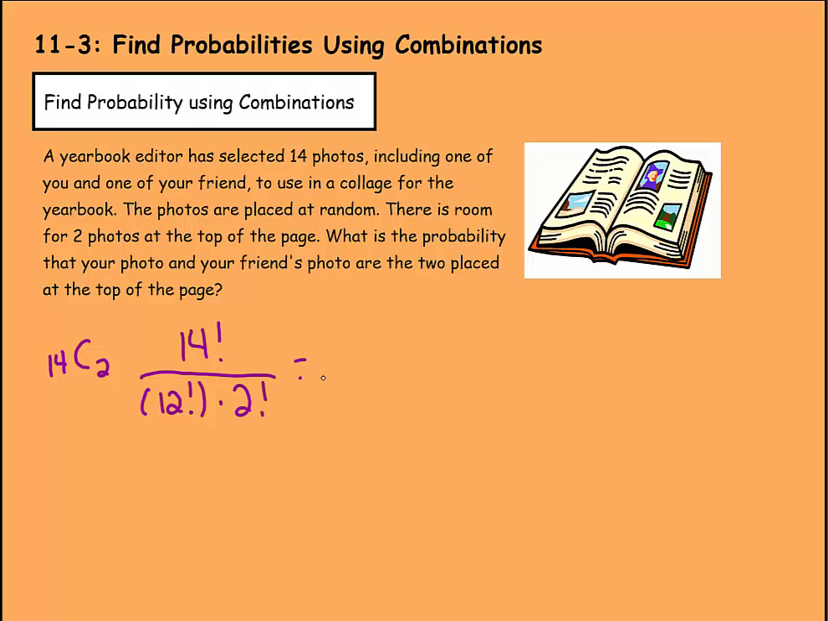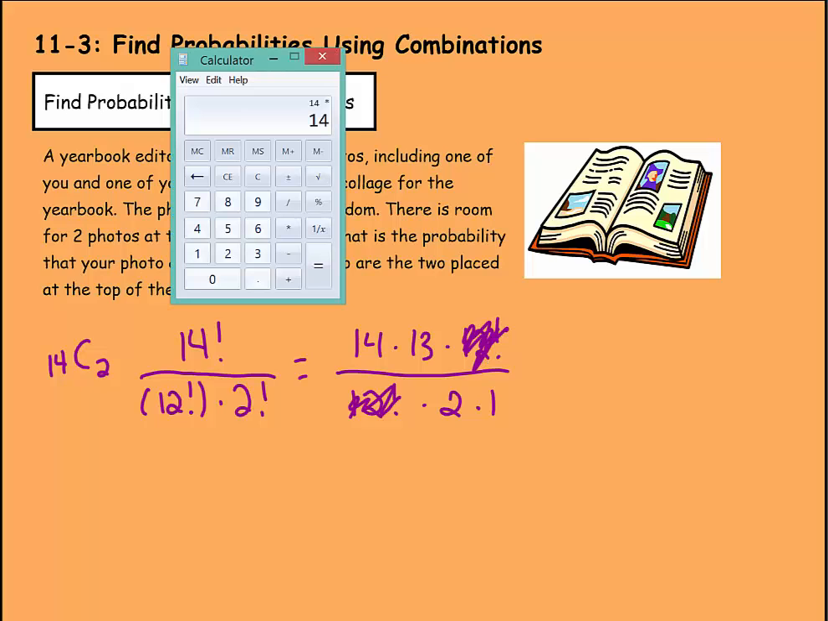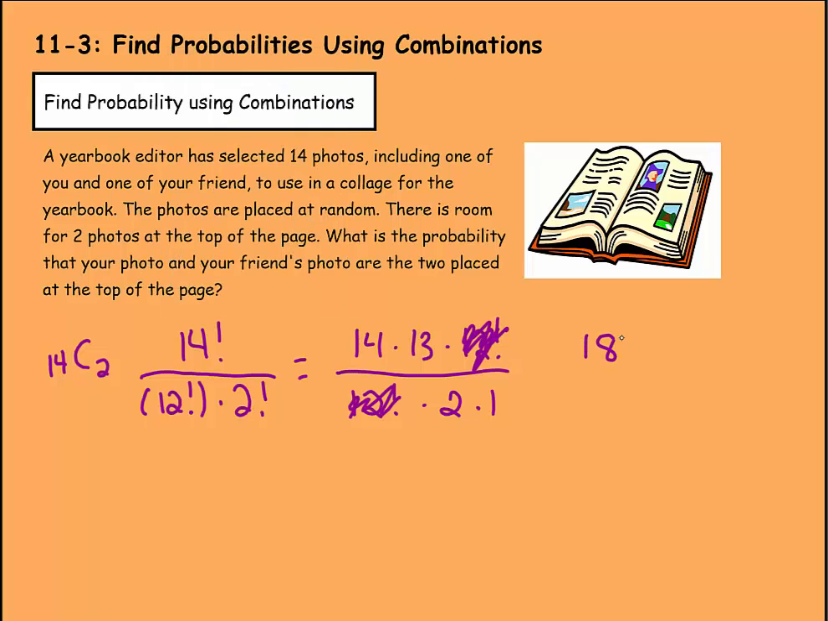So if we're going to write that out here, we would say 14 times 13 times 12 factorial, and that's where I'm going to stop because I see a 12 factorial down here to cancel out with that. So 12 factorial times the 2 times the 1. So these two would cancel each other out because they're both 12 factorial. 14 times 13 would equal 182. 2 times 1 equals 2. 182 over 2, that would give me 91.